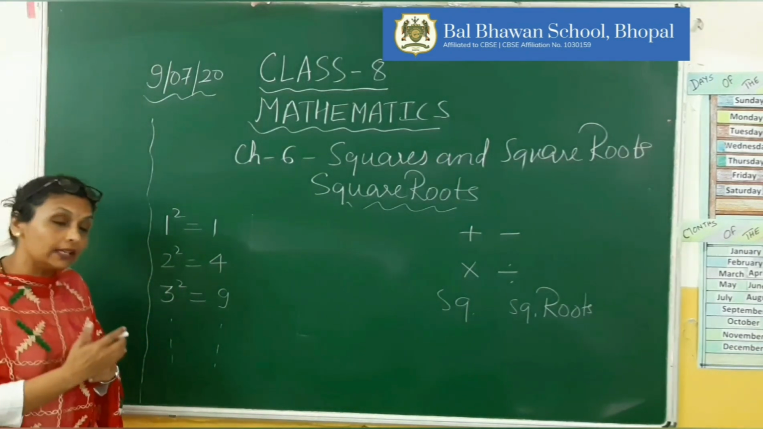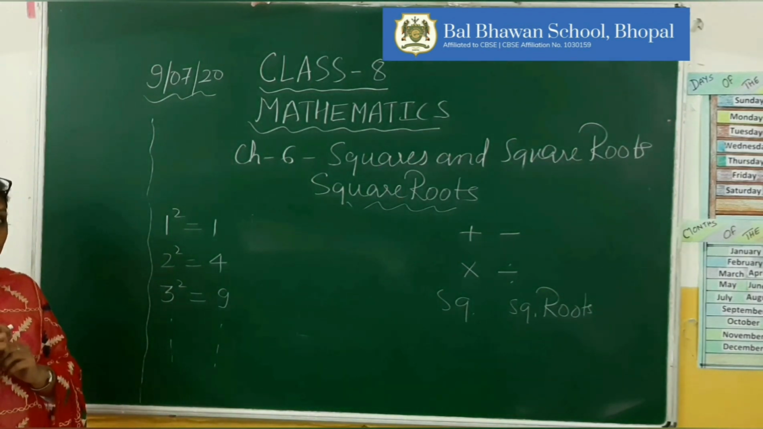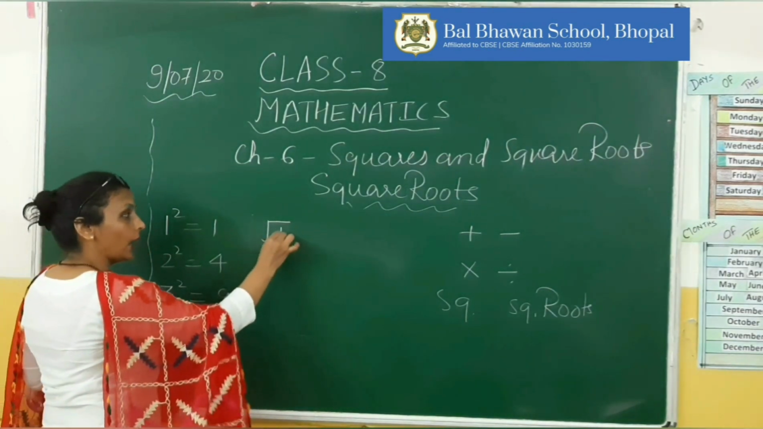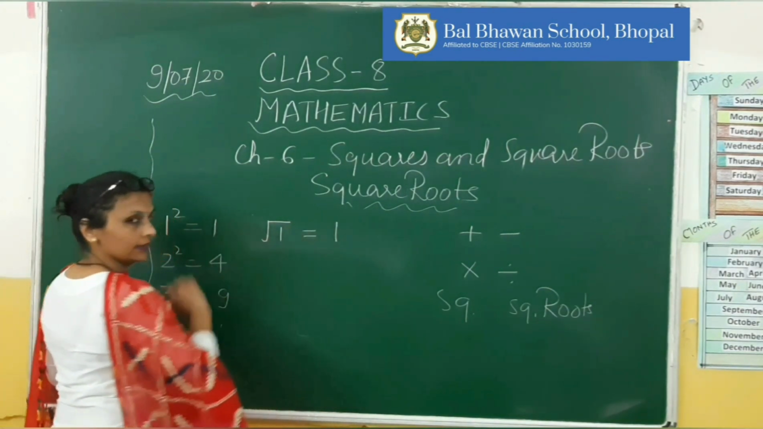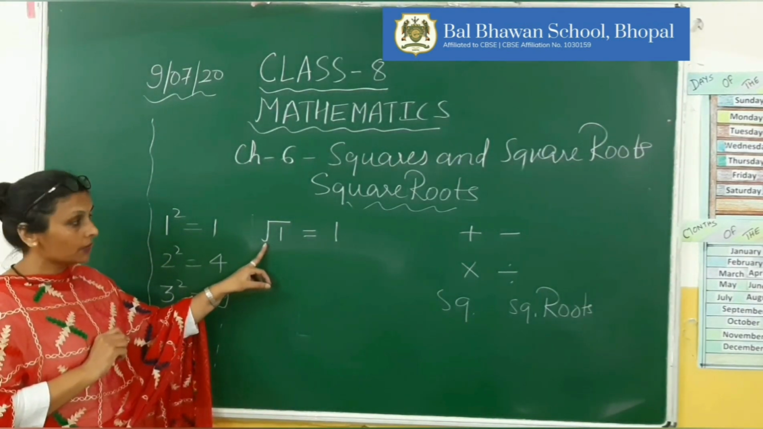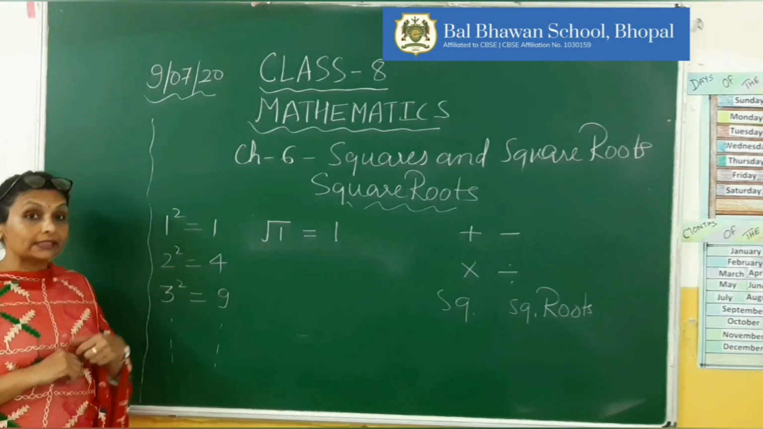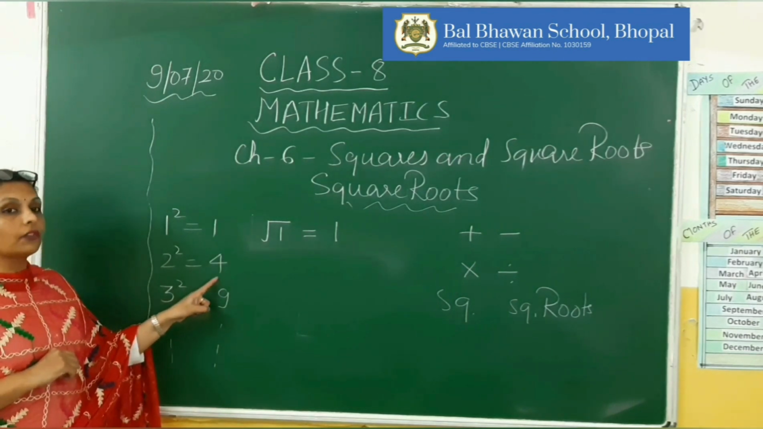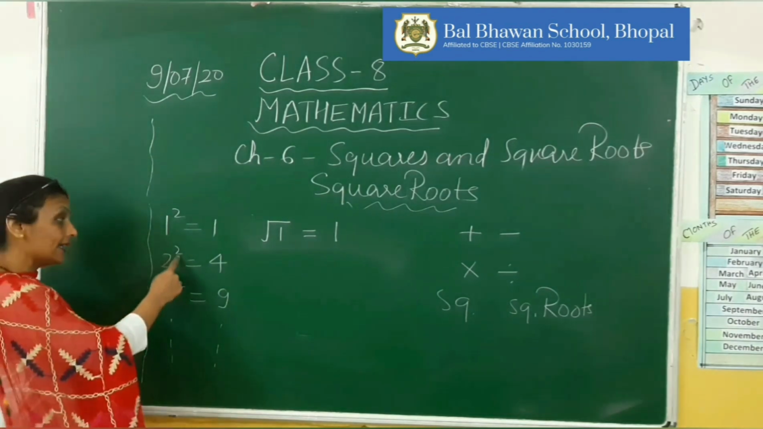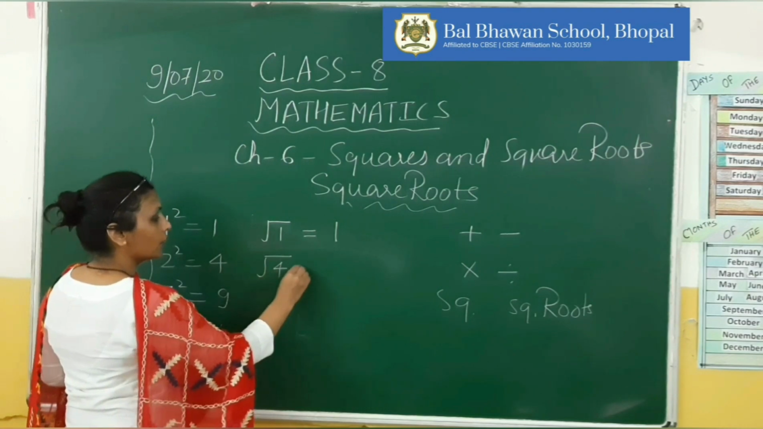So how can we state this line in mathematical language? That is called square root of 1 is 1. This is the symbol of square root, right? Now, I am saying that square of 2 is 4. That means square root of 4 is 2. Because when we square 2, we get 4.